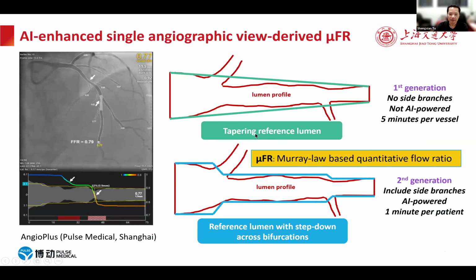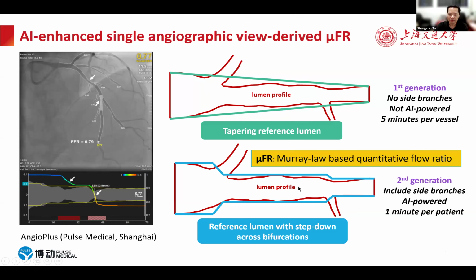In a single vessel analysis, as I can show from the figure here, in the QFR computation you need to reconstruct the healthy lumen, which is good. If you don't add the side branch, the best you can do is a linear tapering reference lumen. And this will be less accurate for bifurcation lesions. So you will have an overestimation distal to the bifurcation and an underestimation proximal to the bifurcation. This is similar to QCA. If you do a single vessel analysis, you will have a less accurate result.